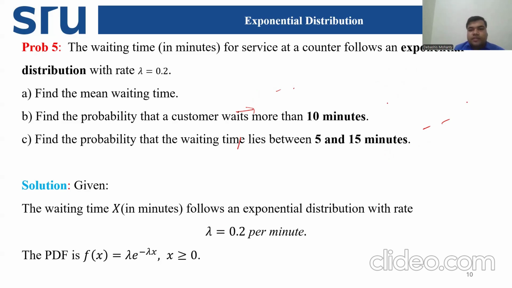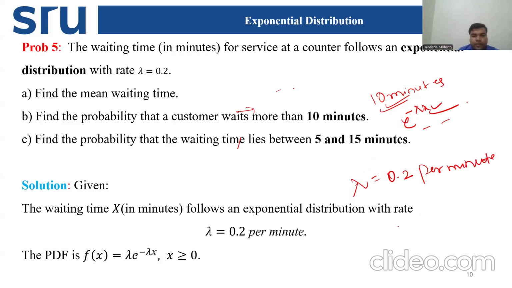The next question is given. Try to understand it. Find the probability that a customer waits more than 10 minutes. More than 10 minutes means we need to apply the formula e to the power minus lambda x. So let's see the solution procedure. Here, the waiting time x is in minutes and follows an exponential distribution with rate lambda equal to 0.2 per minute.